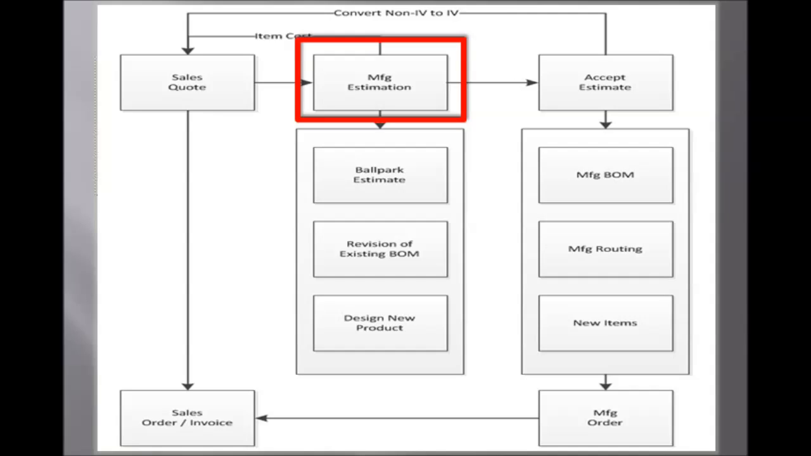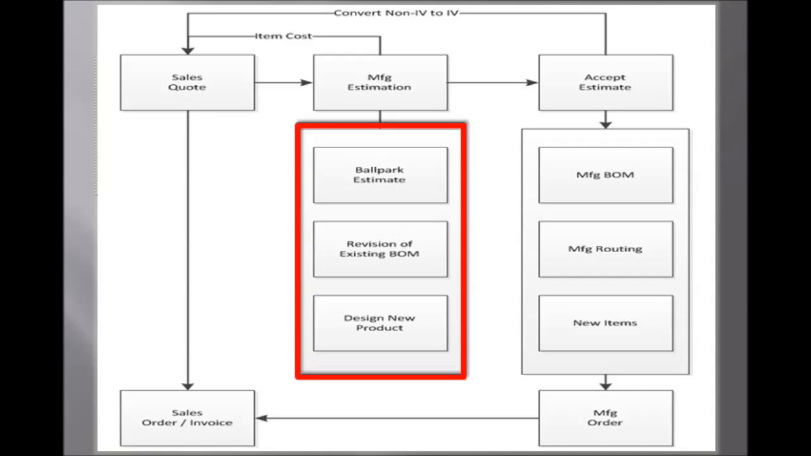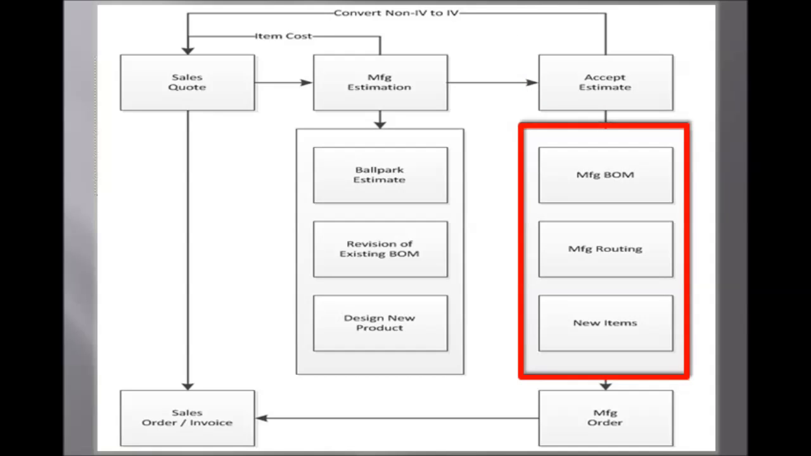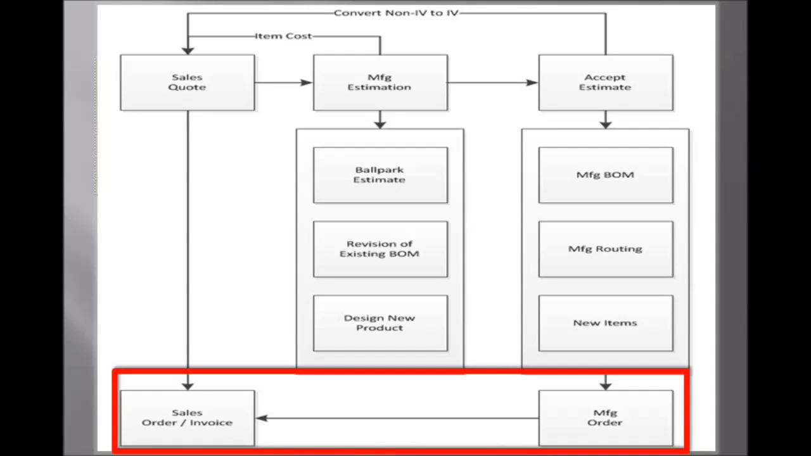The new ME could be based on either a ballpark estimate using GP items or ME items that only exist in the ETTO module, a revision to an existing item using the existing BOM as a starting point for the new estimate, or a detailed product and process design, which is a complete BOM and detailed routing created from the ground up. If the customer accepts the ME, the ETTO module transfers the ME BOM and routing into GP manufacturing and creates new part numbers as needed. The new item is now ready to be produced and sold in GP.